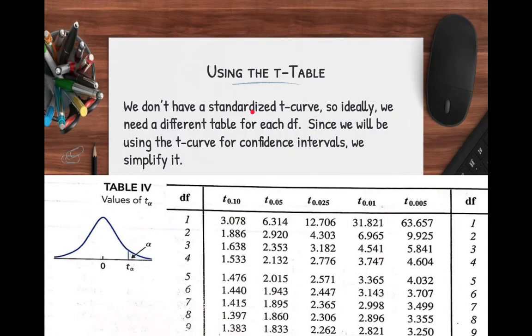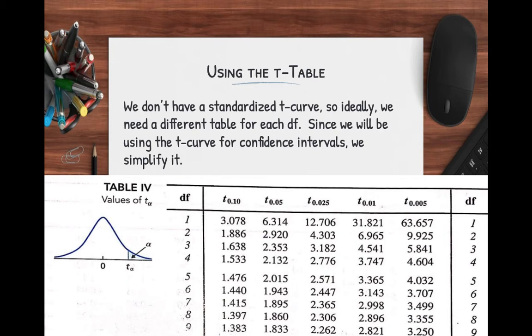So when we look at the table, again, we don't have a standardized version where we can use one table for everything, because the degrees of freedom makes a difference. But where we're using the t-distribution is mostly for confidence intervals. So we don't really need the whole table. We just need the values you use the most. Again, you can use technology to get any value you want.